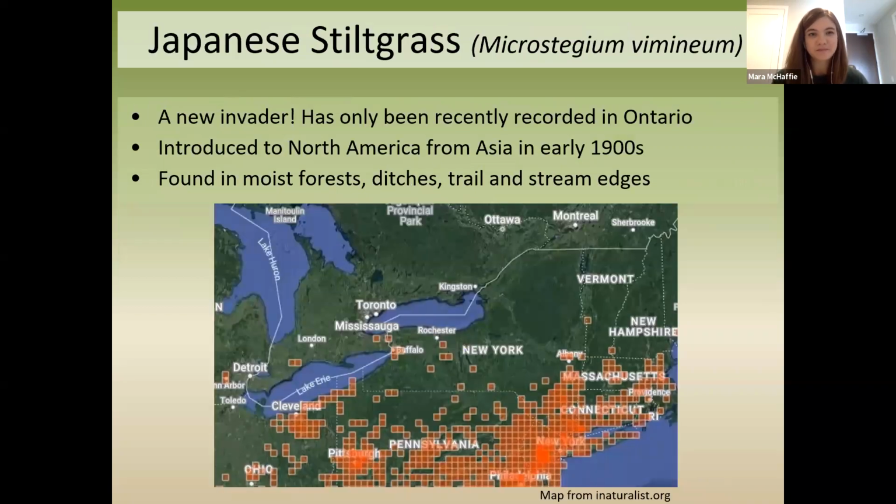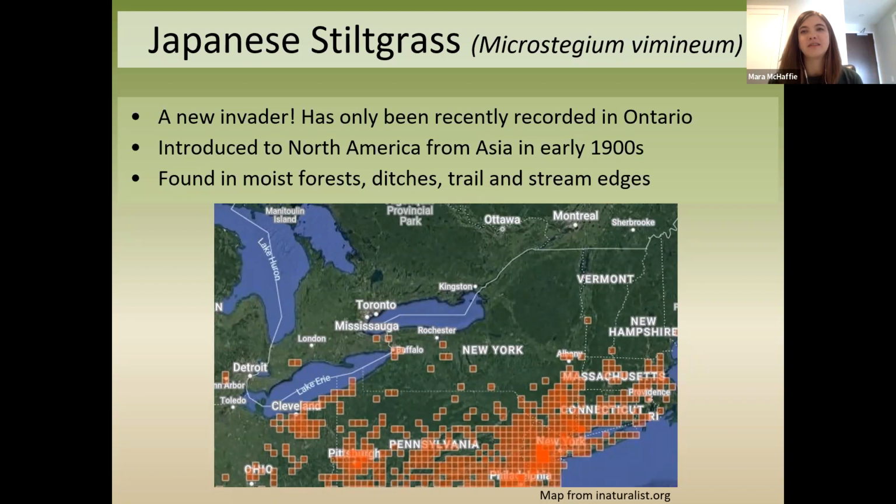Next slide. So the second invasive plant that I wanted to highlight is called Japanese stiltgrass. The reason we wanted to highlight this one is because it's a relatively new invader in Canada. It's only been recently recorded in a couple of places in Ontario in the last couple of years. It was actually introduced to North America as packing material from Asia in the early 1900s, but it's only recently crossed the border into Canada. And this map from iNaturalist is showing observations of Japanese stiltgrass, and you can see it's quite a bit more common further south of us in the US.